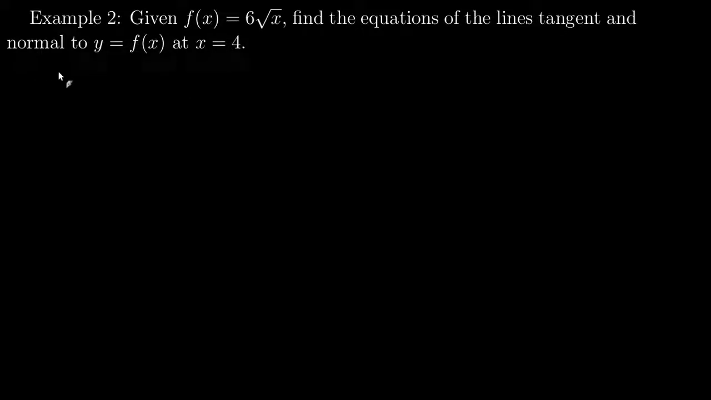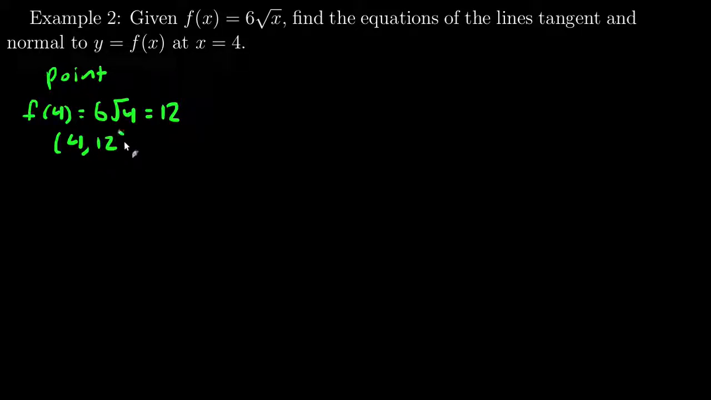So we've seen this in previous videos. In order to find these equations, I need the point. To find the point, I just substitute in the x value into the original function. So I find f of 4, which is going to be 6 root 4. The square root of 4 is 2. 6 times 2 is 12. So that means that my point is (4, 12). And I also am going to need the slope.